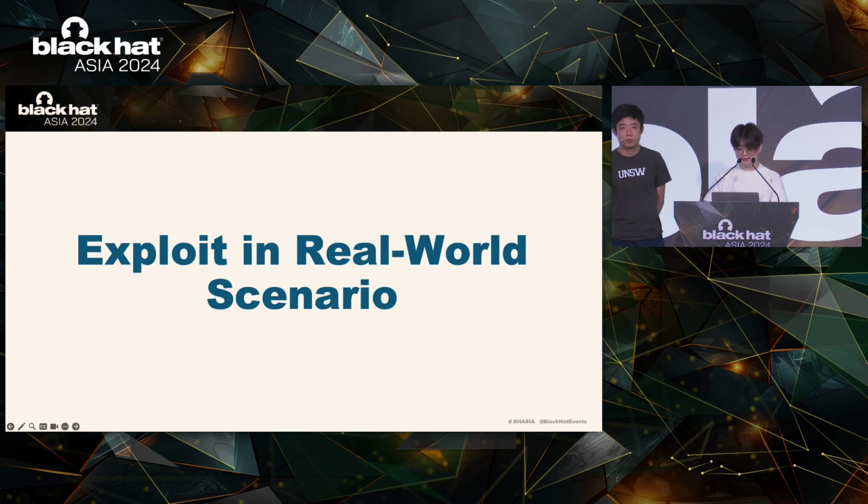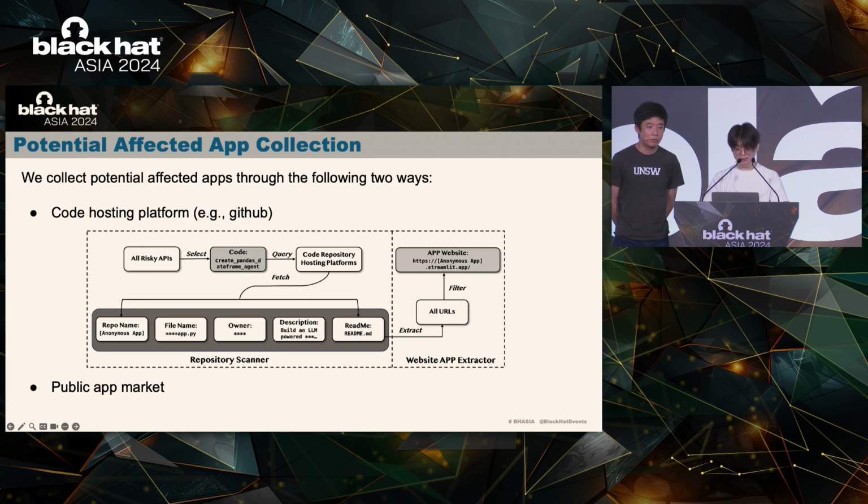But can we exploit these vulnerabilities in real-world scenarios? To exploit the vulnerability, we should first find the potentially affected apps. For open source apps, we can search for all repositories that use the vulnerable API on code hosting platforms such as GitHub. Then we can automatically extract their publicly deployed URLs, because for a website, the only entrance is its public deployed URL.